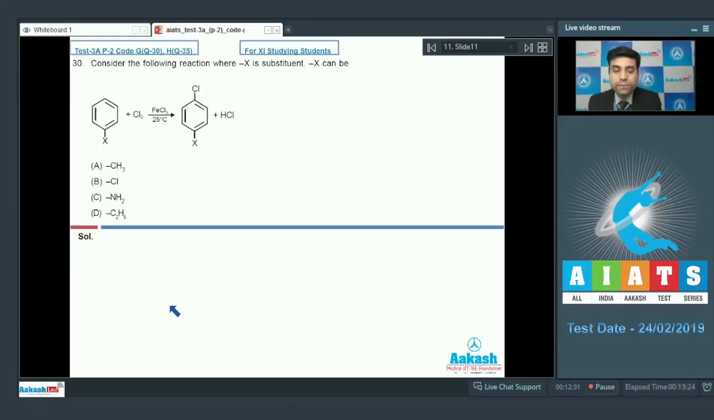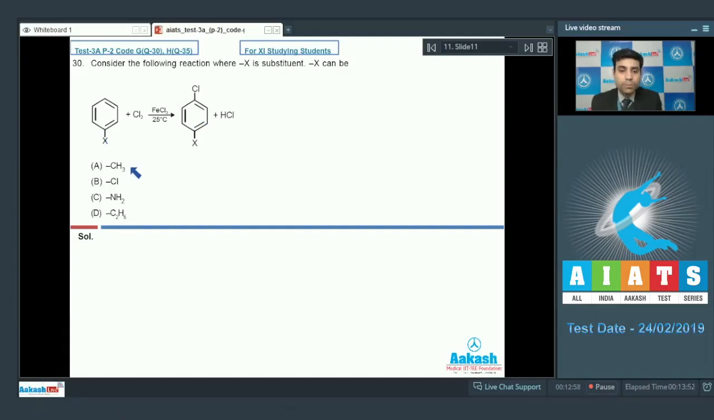Students, this is the next question we have. Here we can have multiple answers. So this question says, consider the following reaction where X is the substituent, X can be. This is the reaction we have where we have electrophilic aromatic substitution. Substitution of chlorine is taking place at para position. So we need ortho or para directing X.